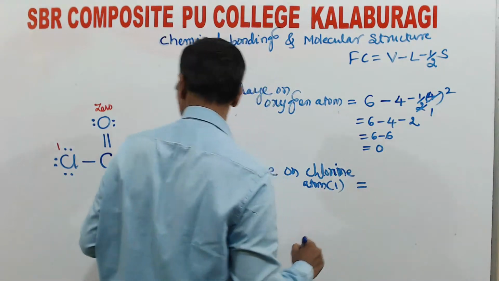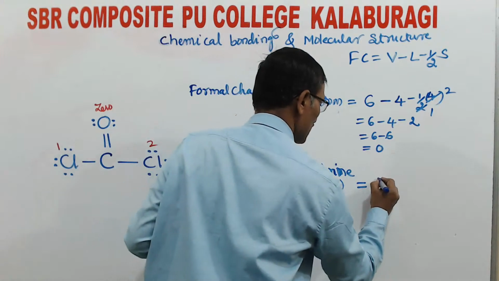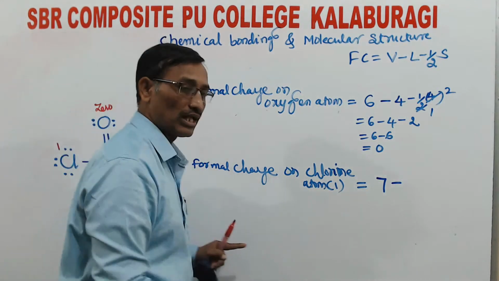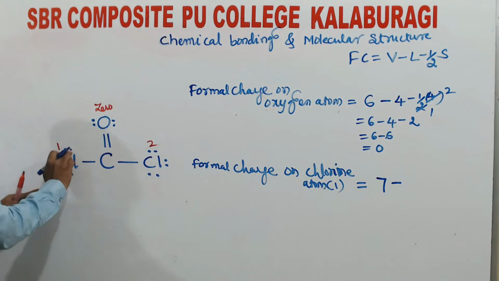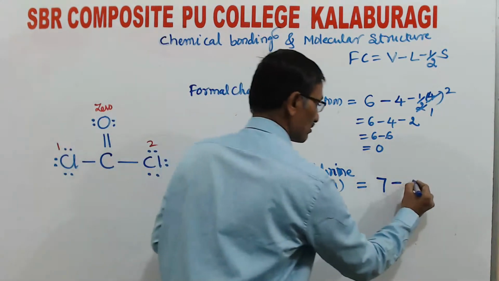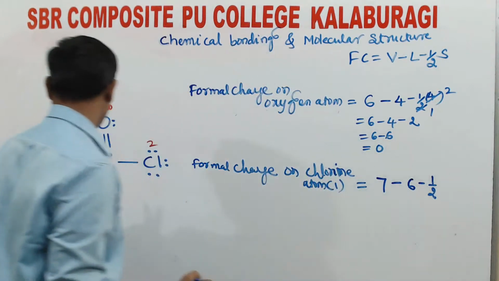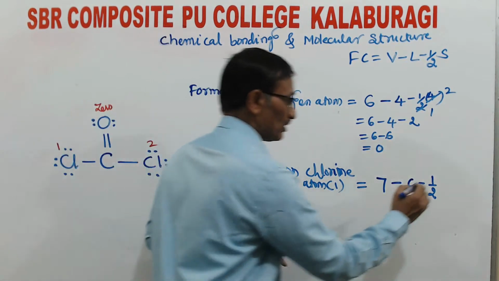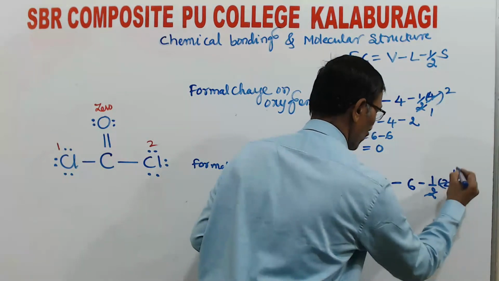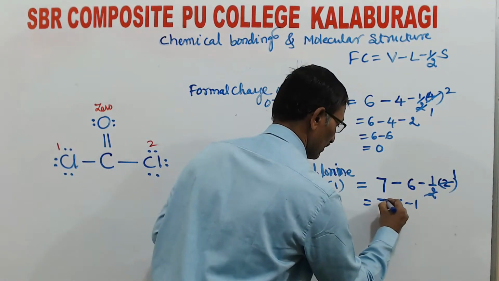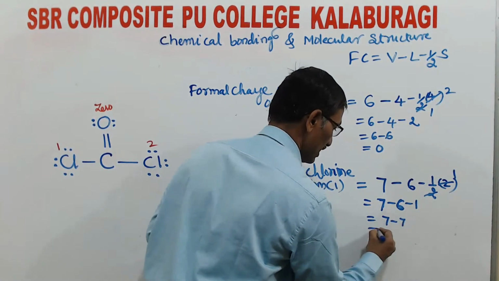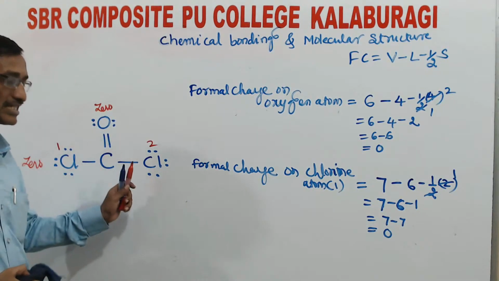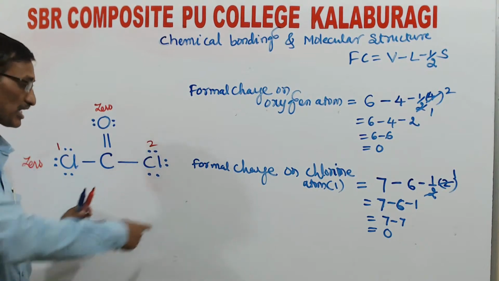So here also, what is the formula directly? Valence shell electrons 7 minus the lone pair of electrons: 1, 2, 3, 4, 5, 6, so the total number of non-bonding electrons is 6. Minus 1 by 2 times the total number of bonding electrons, which is 2. So 7 minus 6 minus 1, which is 7 minus 7 equal to 0. Therefore this also is 0.